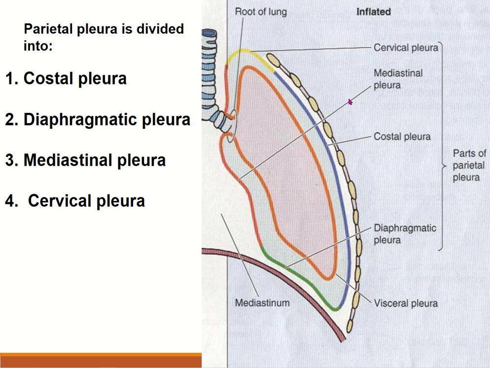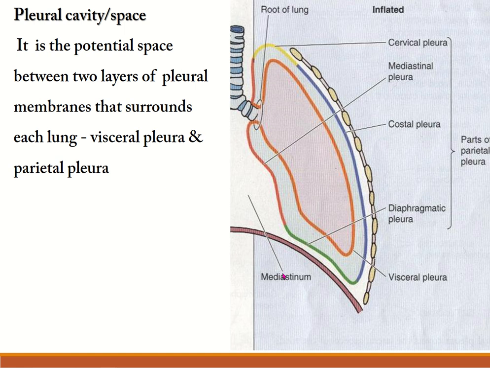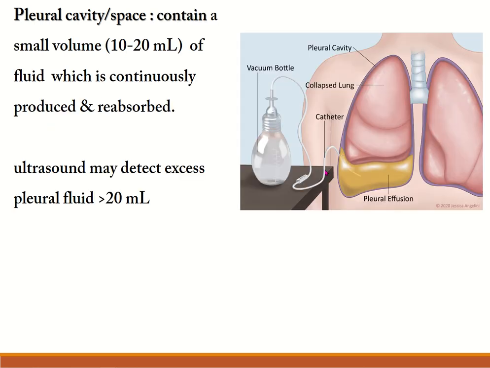Parietal pleura is again divided into costal pleura, diaphragmatic pleura, mediastinal pleura, and cervical pleura. This is the pleural space, present in between the visceral pleura and parietal pleura. It contains a small amount of fluid, 10 to 20 ml. More than 20 ml of fluid can be detected by ultrasonography.